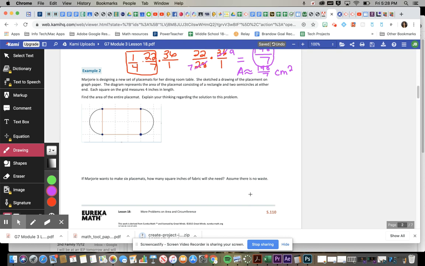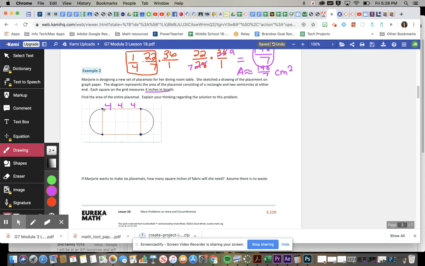Okay, example 2 says Marjorie is designing a new set of placemats for her dining room table. She sketched a drawing of the placemat on graph paper. The diagram represents the area of the placemats consisting of a rectangle and 2 semicircles at either end. Each square on the grid measures 4 inches in length. So this is 4. This is 4. This is 4. Find the area of the entire placemat. Explain your thinking regarding the solution to the problem.